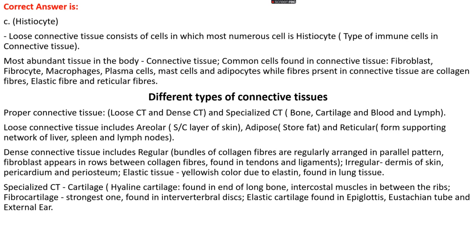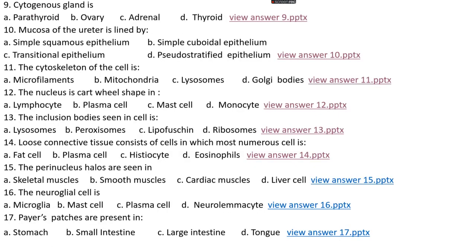If we look at specialized connective tissue, which mainly includes cartilage, there's hyaline cartilage, which is mainly found at the ends of long bones and in the costal cartilages between the ribs. There's fibrocartilage, which is the strongest one, found in intervertebral discs. Elastic cartilage is mainly found in the epiglottis, eustachian tubes, and external ear.